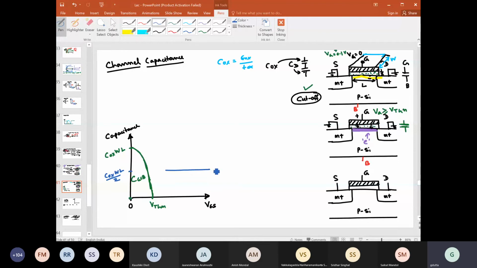Right? So we are writing it as CGCS to denote the gate to source capacitance, and C we are keeping because it is due to the channel part, and CGCD. You understand why it will be equally divided? Because the channel is now uniform, right?